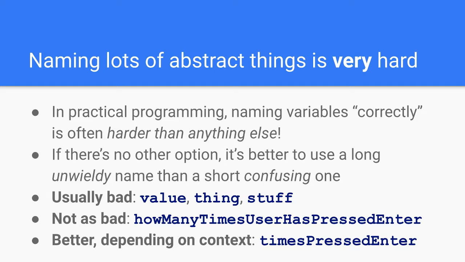Maybe if there's enough context where you don't need to put a whole sentence, you could say times pressed enter, or something. But it's not always going to mean the number of times the user has pressed enter. So it's a balancing act. You have to balance the length of the text and the length of the words that people are going to be looking at and typing with the confusion from having an X or a stuff or something like that.